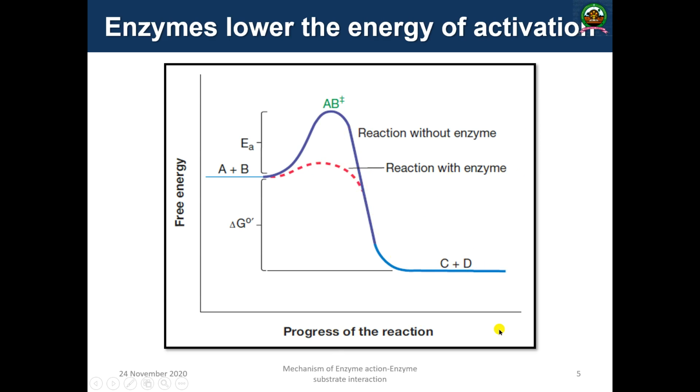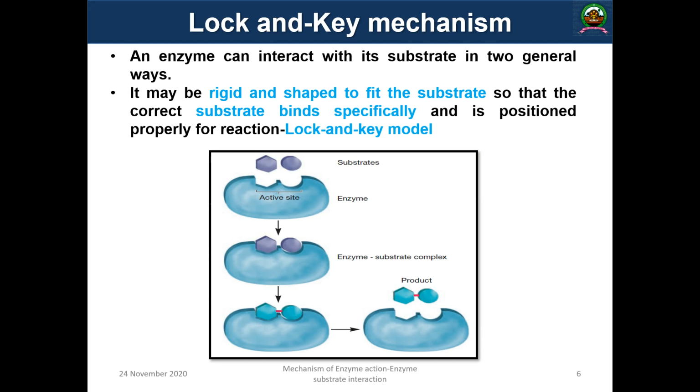So this is the major enzymatic reaction, how they lower the activation energy. Now the mechanism, we can explain very well by two methods. One is the lock and key theory. This is proposed by Emil Fischer. For this particular work, he got the prestigious Nobel Prize.